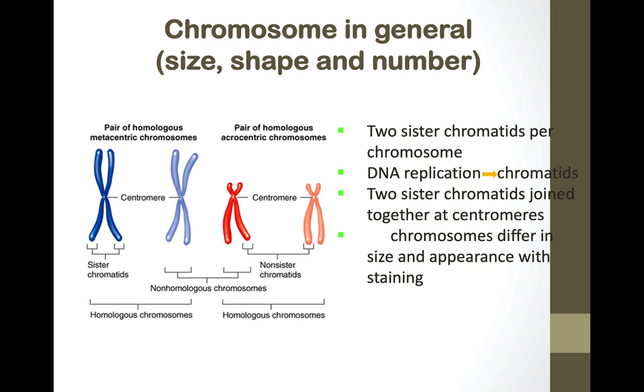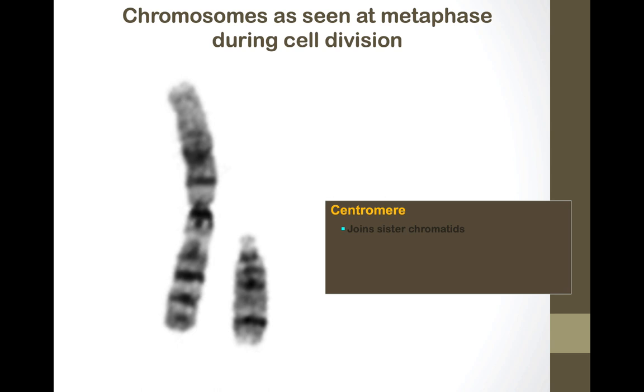Chromosomes are seen in metaphase during cell division. So you have a centromere, which joins the sister chromatids. It is essential for chromosome segregation at cell division. And it has hundreds of kilobase pairs of repetitive DNA, some non-specific, some chromosome specific.